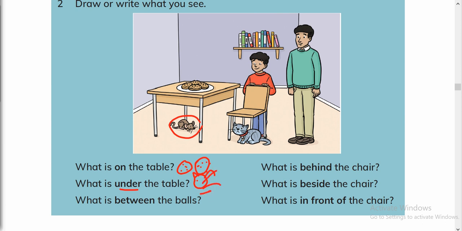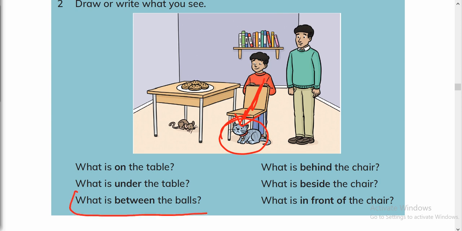Okay, what is behind the chair? Behind the chair is a boy. I think your kids can draw better than me. What is beside the chair? Beside the chair is the table. Or you can say that a man. What is in front of the chair? In front of the chair is this cat. Yes, the cat is in front of the chair.